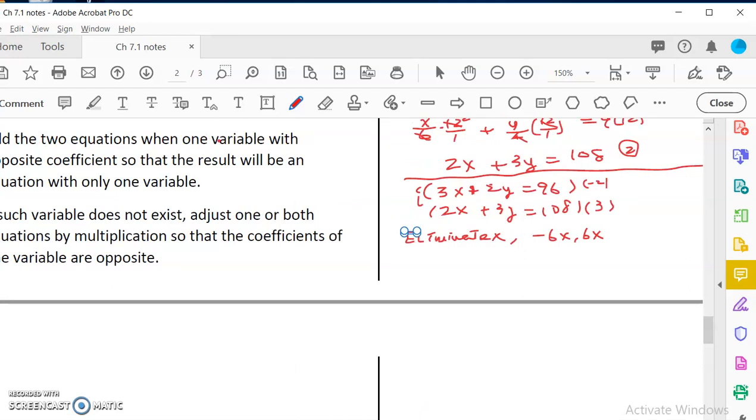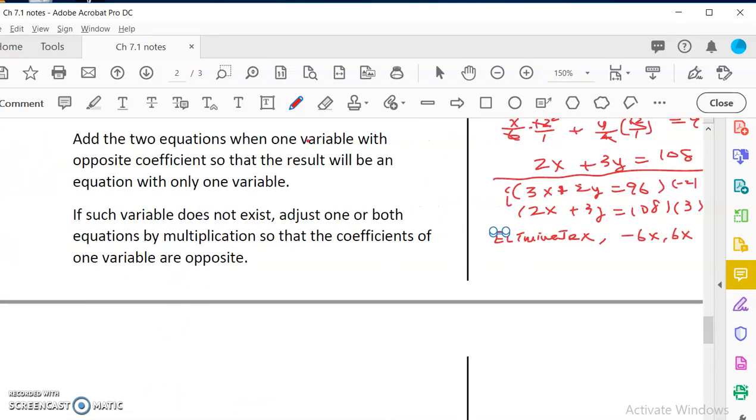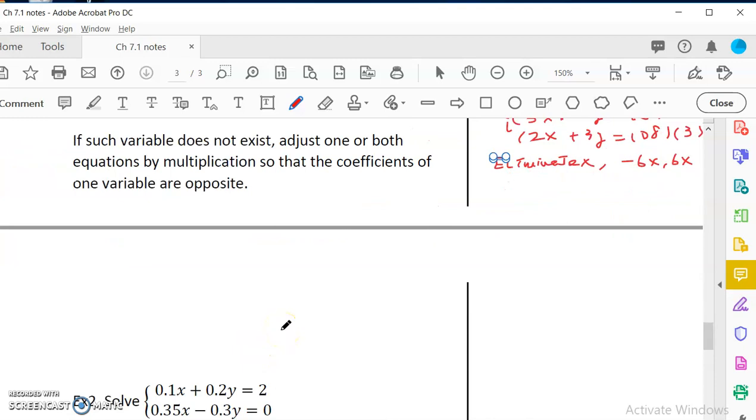So I would have 3x plus 2y equal to 96. I have to multiply by negative 2. And 2x plus 3y equal to 108. I am going to multiply by 3. So I'm going to go to the next page. Okay, so hopefully there's enough space. So I write it down again.